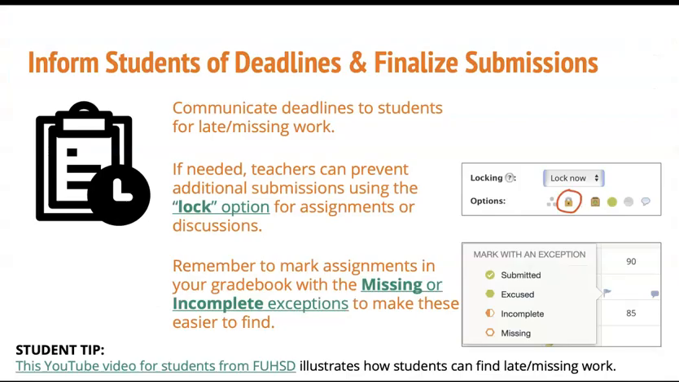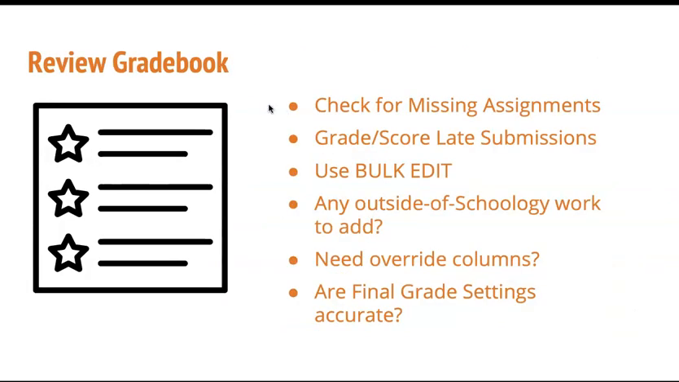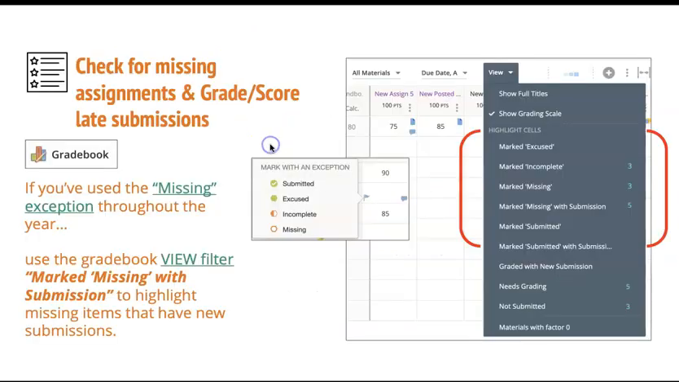So during the final month of school, it's important to communicate deadlines to our students about the submission of any late or missing work. We might have some assignments that we've locked for further submissions, and we want to remember to mark our assignments with the missing or incomplete sections to both help ourselves and our students find those items easily later on. Here are some additional tips to simplify and streamline our work when we're reviewing our gradebook and final grades at the end of the year.